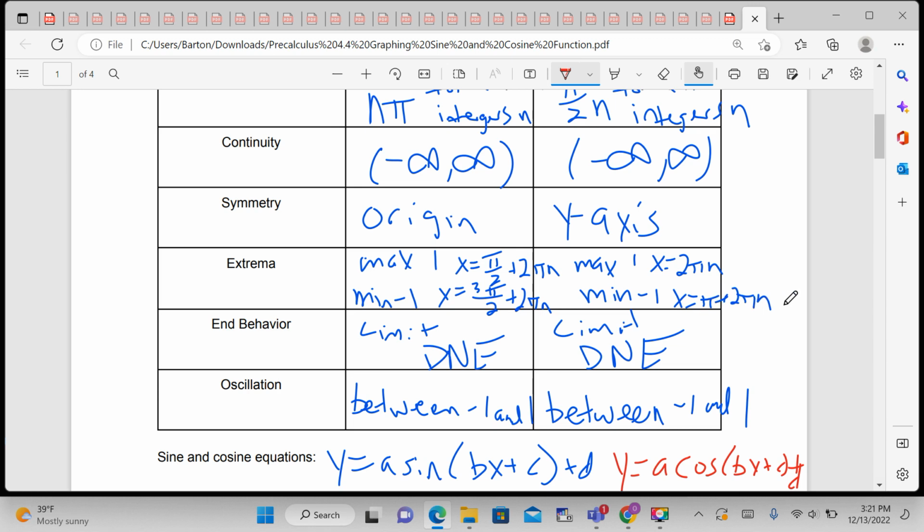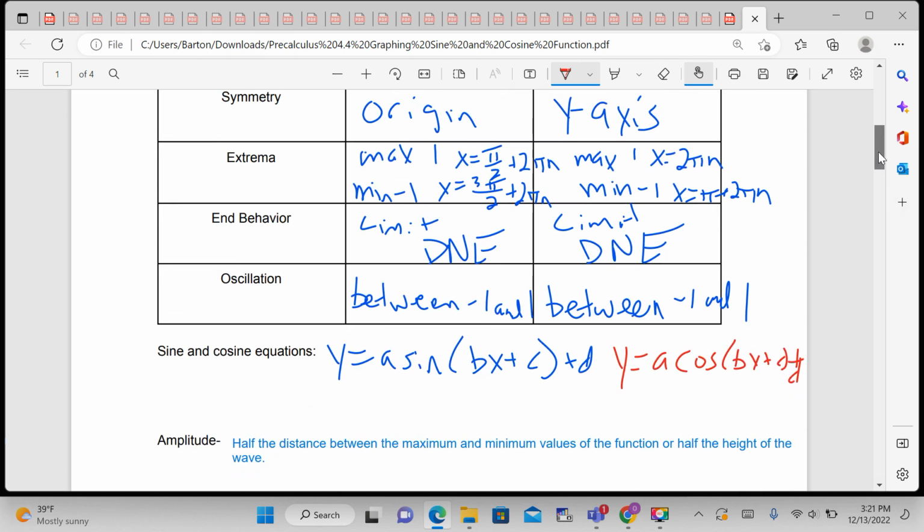The end behavior does not exist, okay? As you go to infinity or negative infinity, it does not go to a specific value. There is no end behavior because the limit does not exist. And it oscillates between -1 and 1 the whole time. It's going to keep going up and down, up and down, up and down, forever and ever between -1 and 1.